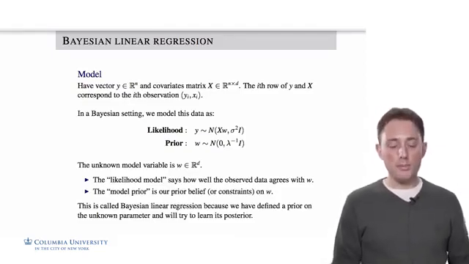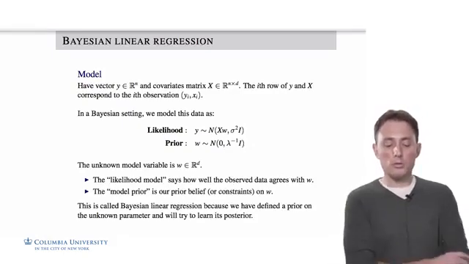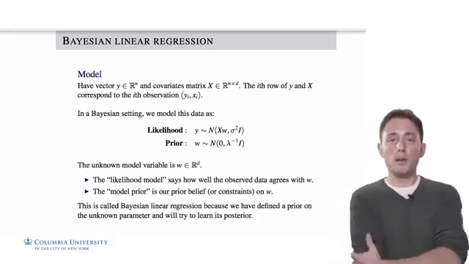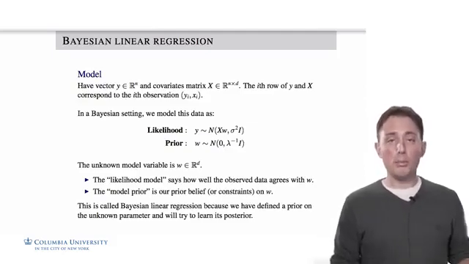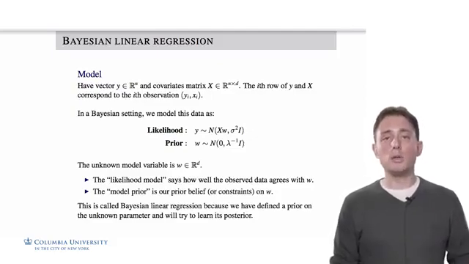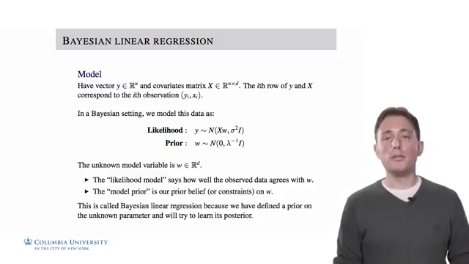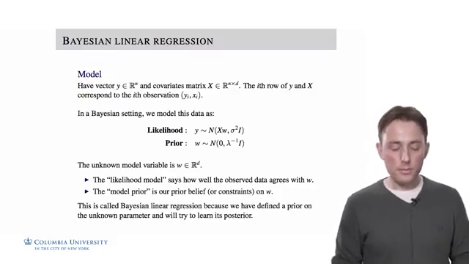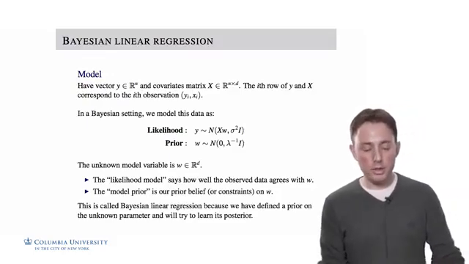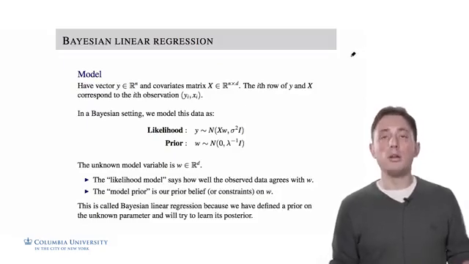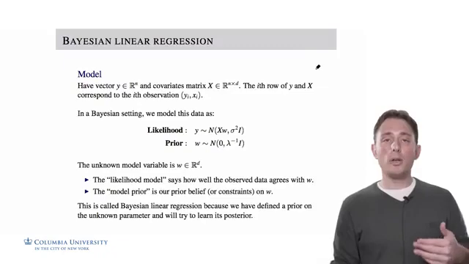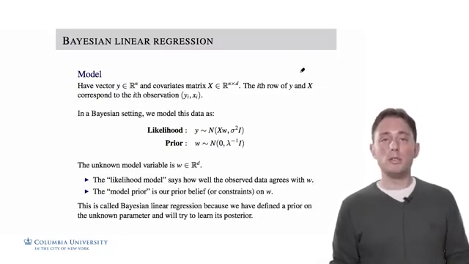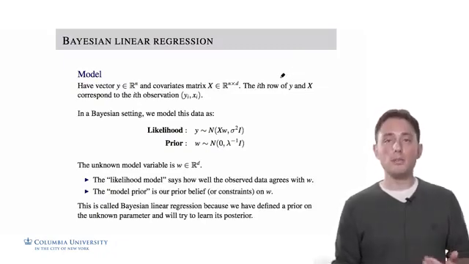And so what the likelihood model does here is it says how well the observed data agrees with a particular vector w. And the model prior is our prior belief or our prior constraints that we're going to place on w that we're going to define in advance. So we call this Bayesian linear regression because we've defined a prior on an unknown model parameter or a model variable. And we're now going to try to learn the posterior distribution of the model variable given some data.